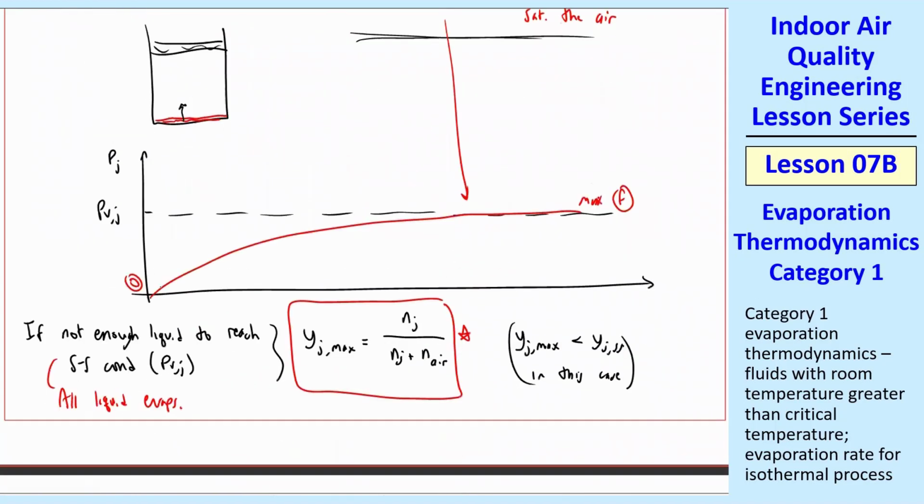And the same thing happens on the Pj diagram. There would be a Pj max, which is less than PVJ because all the liquid is gone. And then nothing happens from then on. So in solving these problems, you have to look at how much liquid you have compared to how much air you have. Use this equation to figure out if you're going to evaporate all your liquid or not.